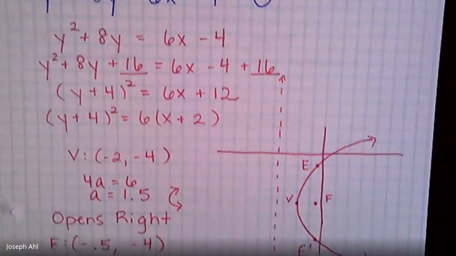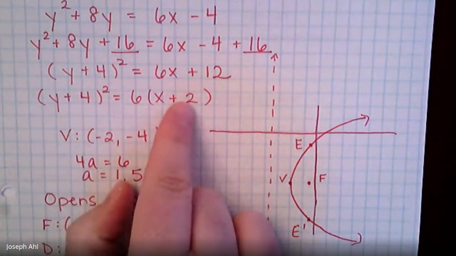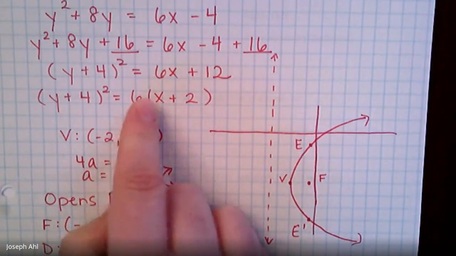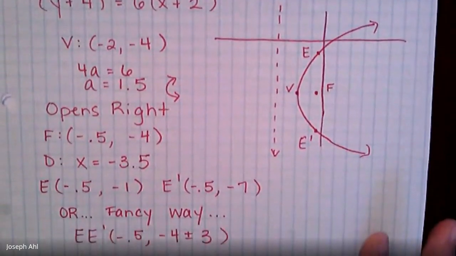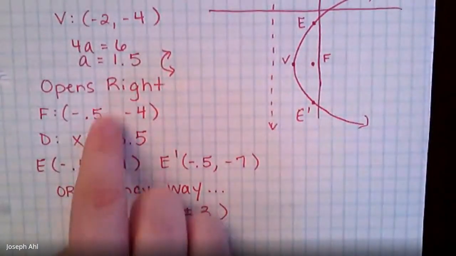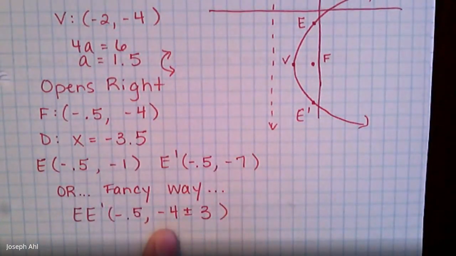But here's what it looks like when you complete the square. So we're going to get it down to this step right here. So the vertex is at -2, -4. Since the value of a is positive, it opens up to the right. A is 1.5. And then based on that value of a, we can get the coordinates of the focus, the equation of the directrix, and then the ends of the LR.